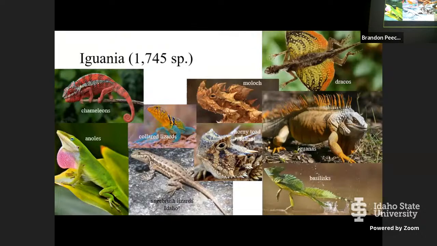Again, look at the numbers here, 1,700 kinds of this clade of lizard. So we're just blowing out all these mammal species numbers.